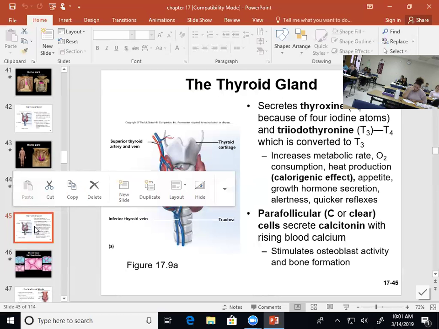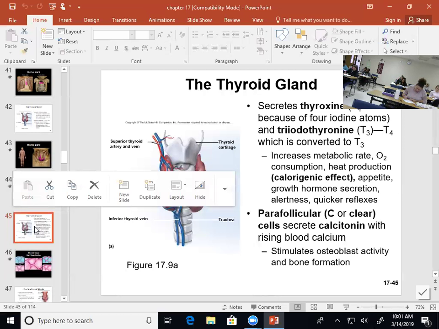All right. So any questions for me? We know what Hashimoto's is, the hyposecretion of the thyroid hormones for metabolism. We know what Graves' disease is. It's an increase. It's a hypersecretion. And we know what endemic goiter means. It means you don't have iodine.